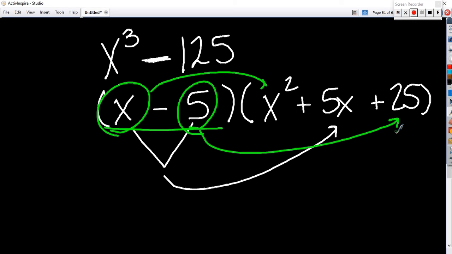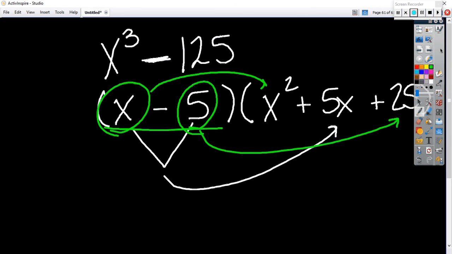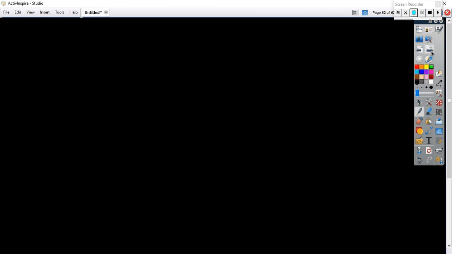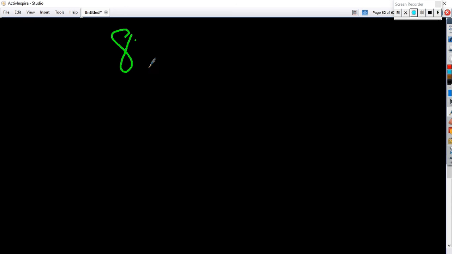Okay? One more. Let's see if you got it. Come on now. This is the last problem for you. This is the last one of these. Then I'm going to show you grouping and I'm done. We'll pick up the rest of them tomorrow. 8x cubed plus 343.